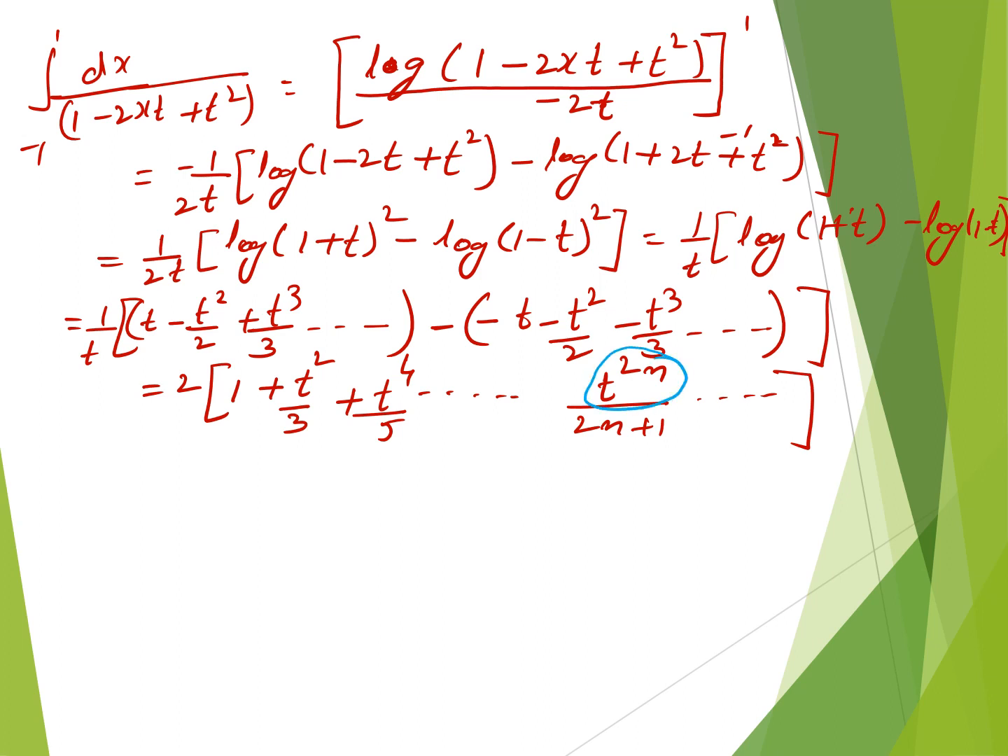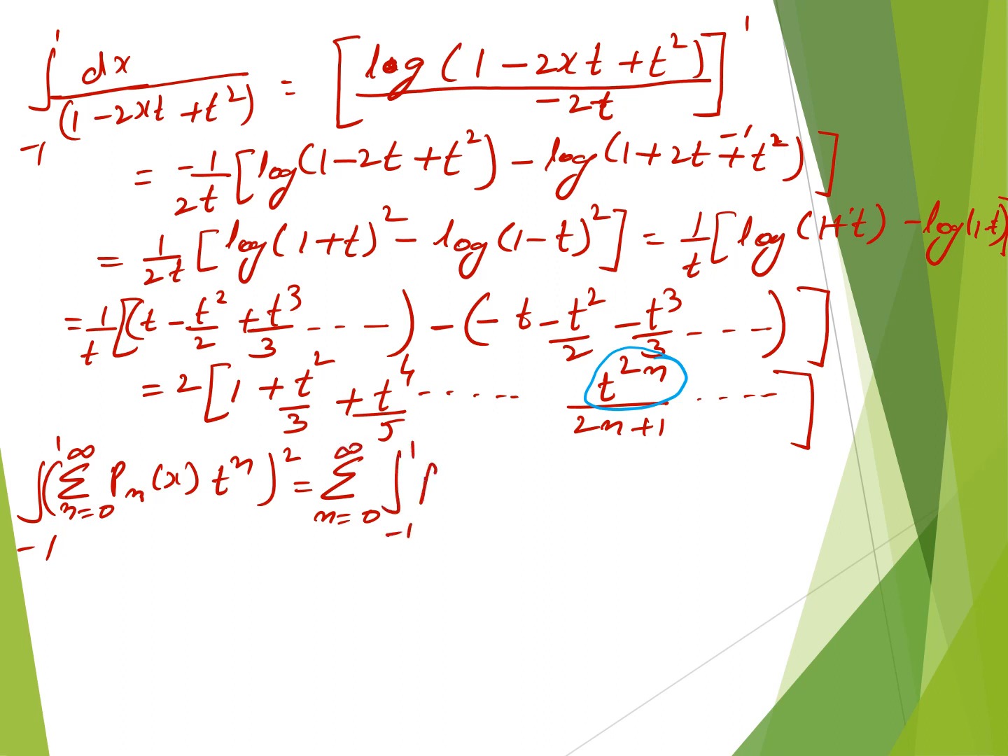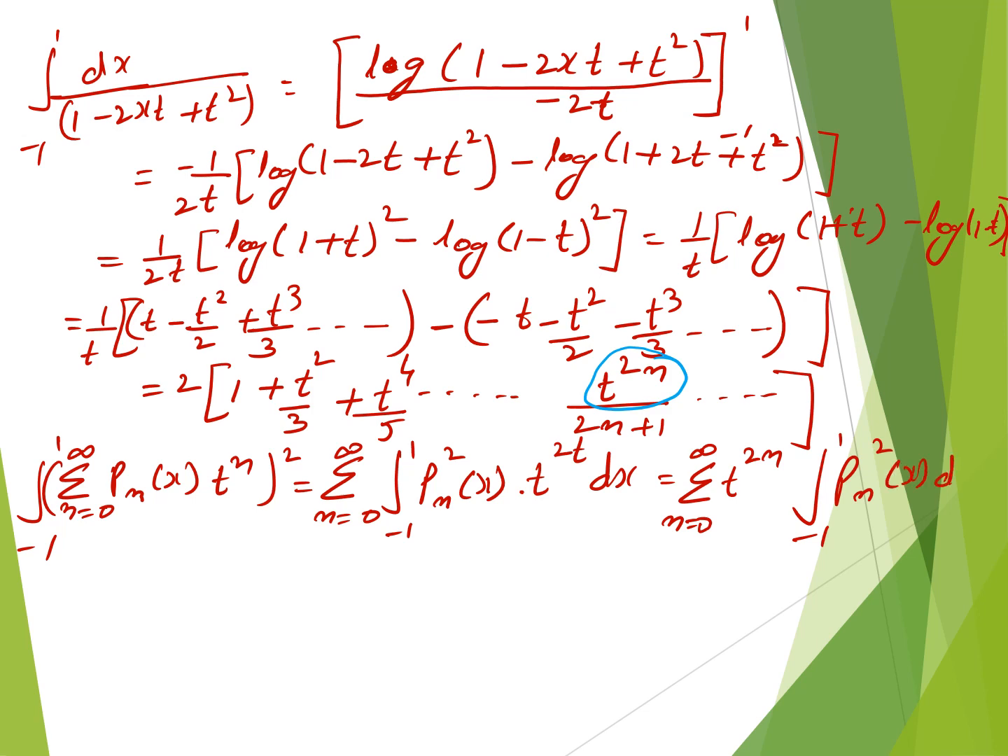Now again, by using the orthogonality property, we obtain that integration minus 1 to 1 of (summation n is equal to 0 to infinity Pn(x) t to the power n) whole square is equal to summation of n is equal to 0 to infinity integration minus 1 to 1 Pn square(x) into t to the power 2n dx, that is equal to summation n is equal to 0 to infinity t to the power 2n integration minus 1 to 1 Pn square(x) dx.